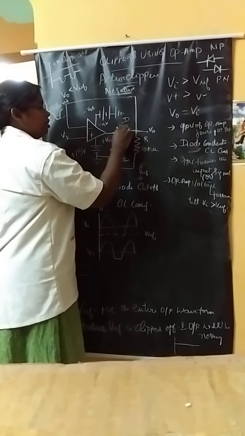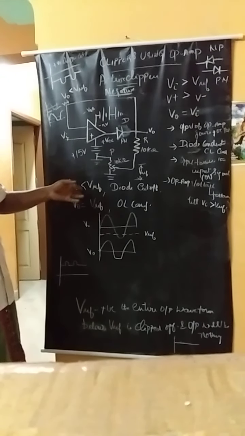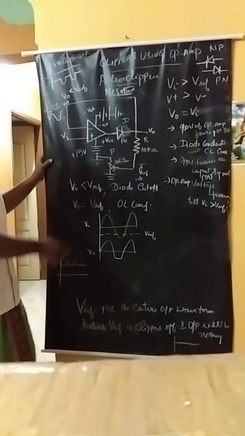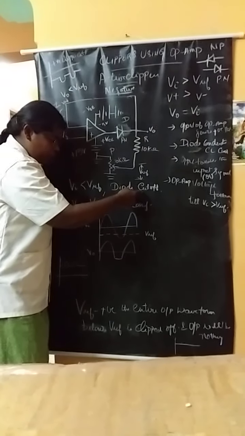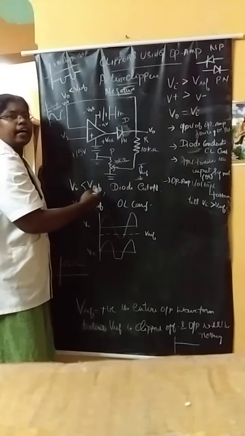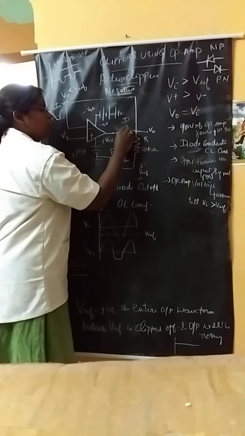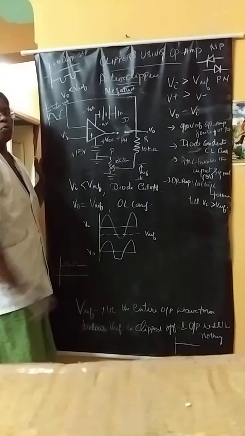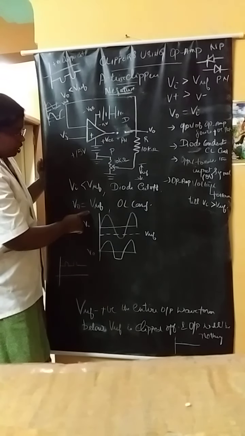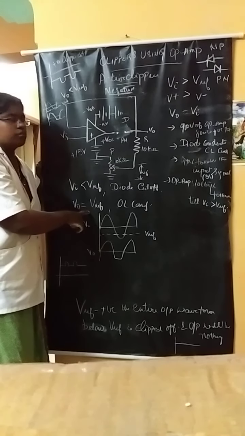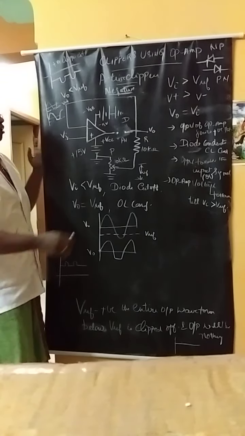Next, we shall go for when VA is lesser than the reference voltage. When VA is lesser than the reference voltage, obviously the diode is cut off, and this circuit acts as an open loop configuration like this. As I said in the positive clipper circuit, this acts as the open loop configuration, and the output voltage is equal to the reference voltage.